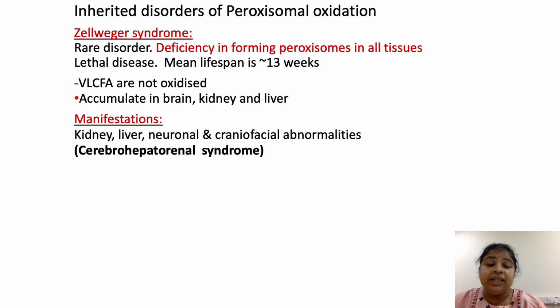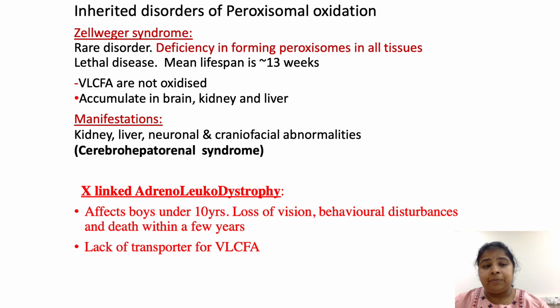And the very long chain fatty acids are not going to get oxidized. So these in turn will accumulate in the brain, kidney and liver. So it leads to abnormalities in these organs. Lifespan is usually about 13 weeks.